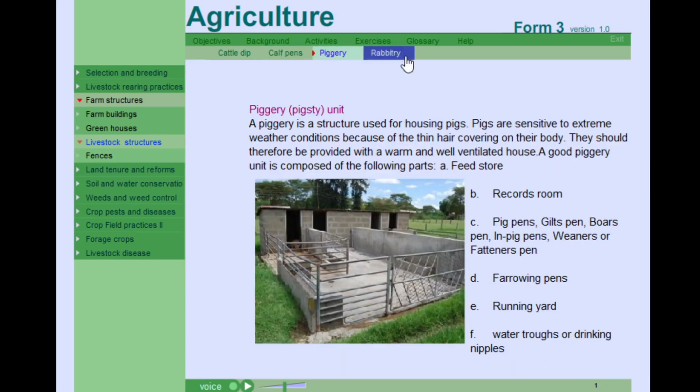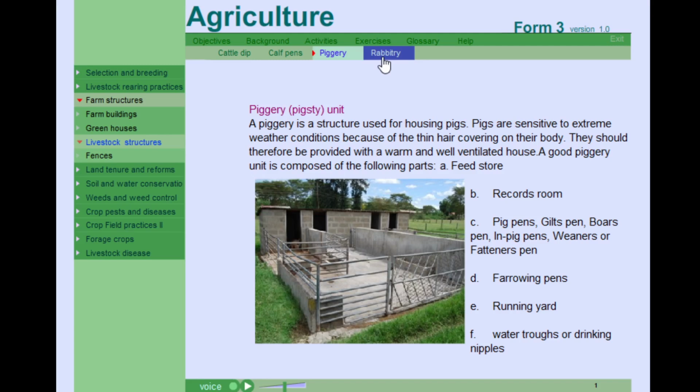Piggery or pigsty unit. A piggery is a structure used for housing pigs. Pigs are sensitive to extreme weather conditions because of the thin hair covering on their body. They should therefore be provided with a warm and well-ventilated house.